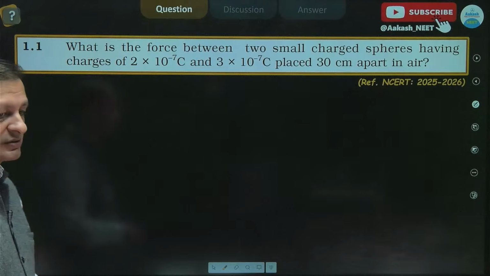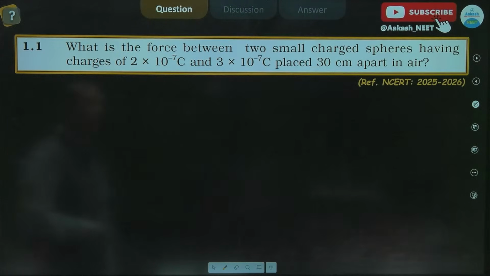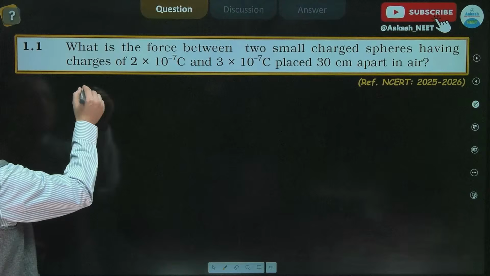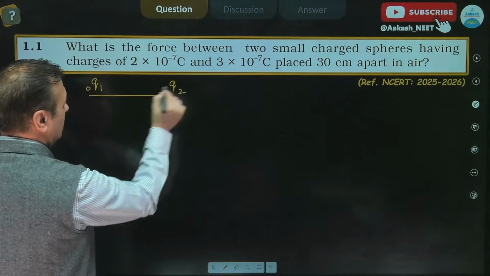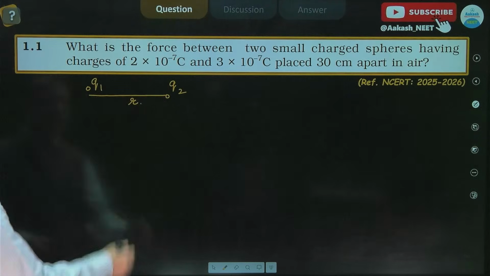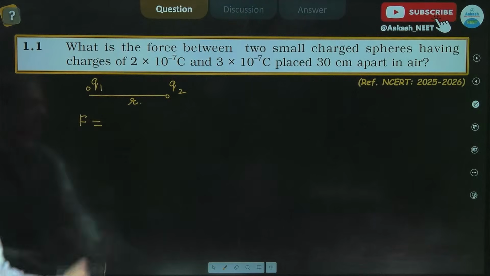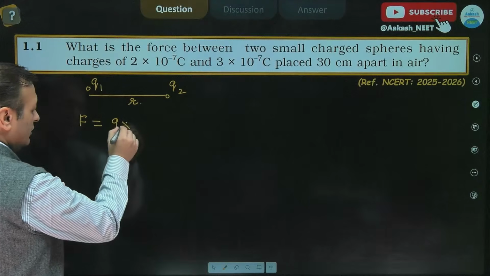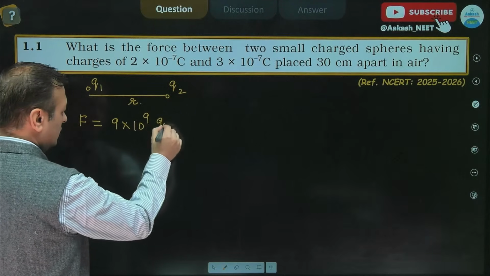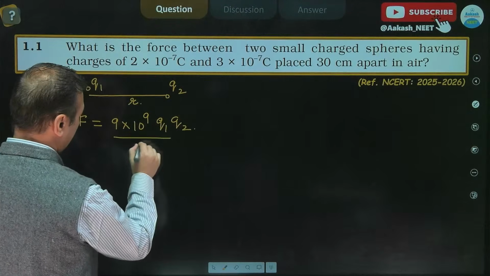Now, from the back exercise questions: what is the force between two small charged spheres having charges of 2 into 10 to the power minus 7 coulomb and 3 into 10 to the power minus 7 coulomb placed 30 centimeter apart in air? This is a simple question. So you have two charges, Q1 and Q2. If they are separated by distance r, then the force when they are placed in air, air also being considered as a medium but close to free space, is given as K times Q1 Q2 by r square.